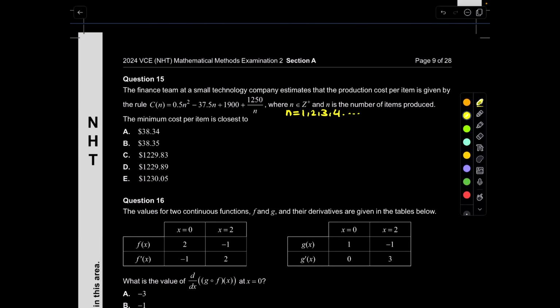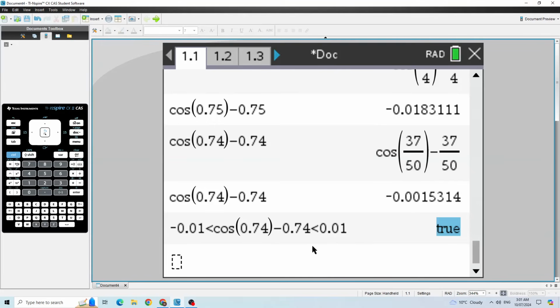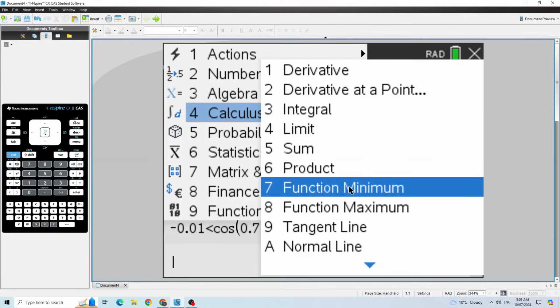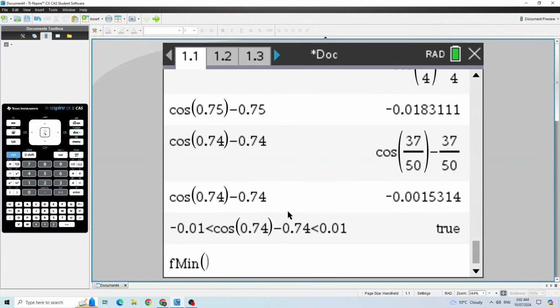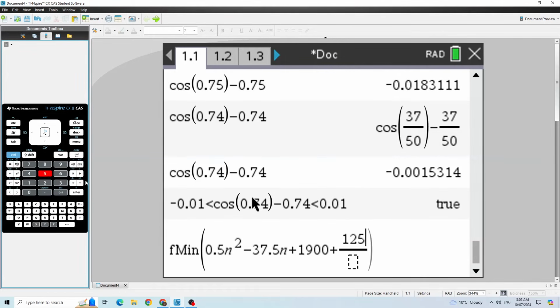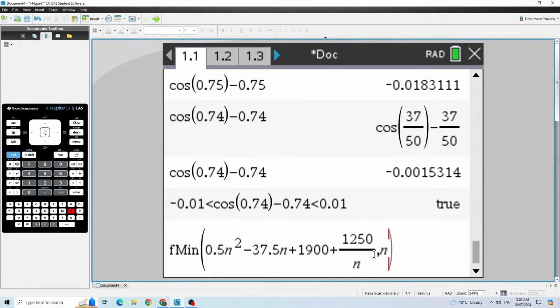We can just use our minimum function in our CAS to do this. So let's do that. We go on menu, go to calculus, and go to minimum, because we want the minimum cost. And so we're going to write the function: 0.5n squared minus 37.5n plus 1900 plus 1250 n, and comma n. Now our domain we said was from 1 to infinity. Remember, not 0. We don't start from 0. It's saying it's positive integers, so from 1 to infinity.